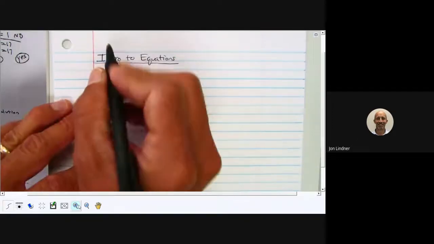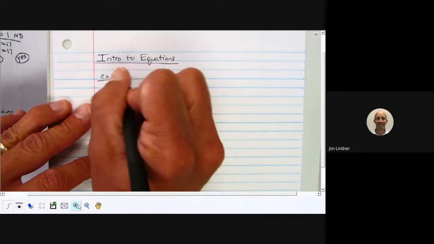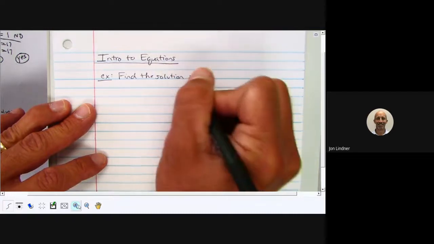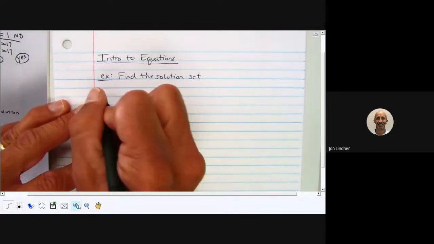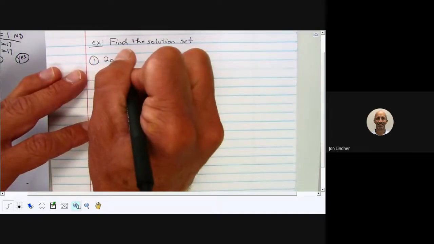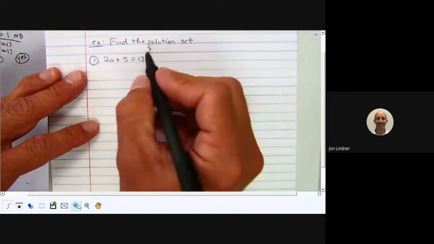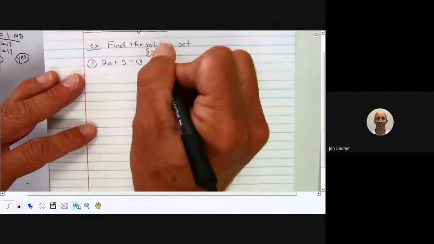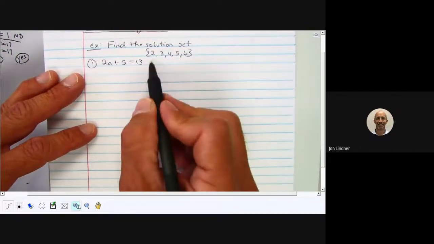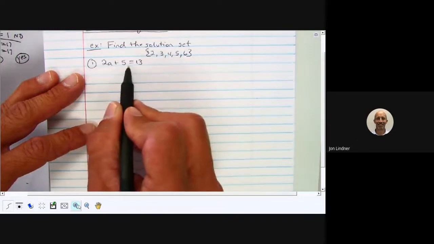And the first type of problem that you're going to run into in your assignment, they're going to say, find the solution set. All right. They're going to give you an equation like 2a plus 5 equals 13. And then they're going to give you this thing called a replacement set, just a little set of numbers. And what they're wanting you to do is find out which one of these numbers make this equation true.